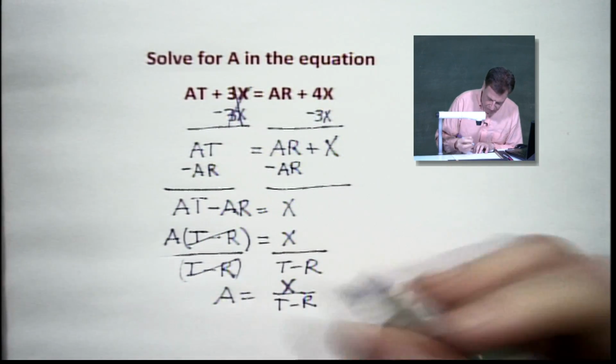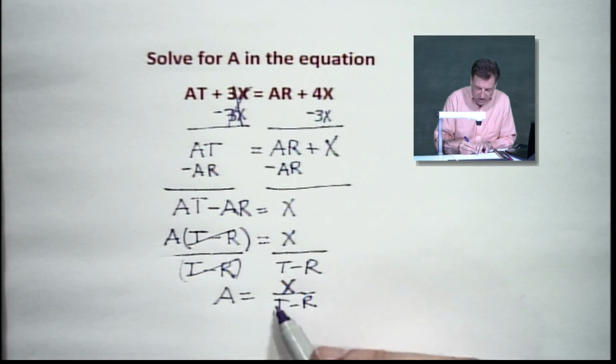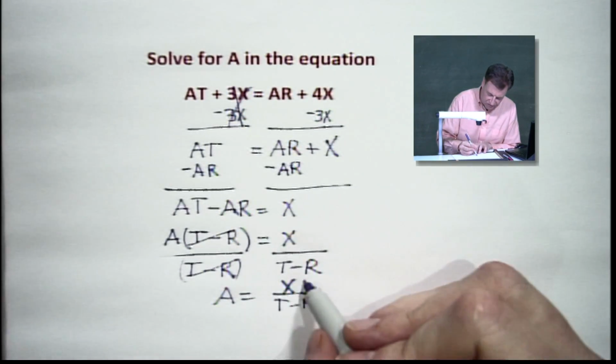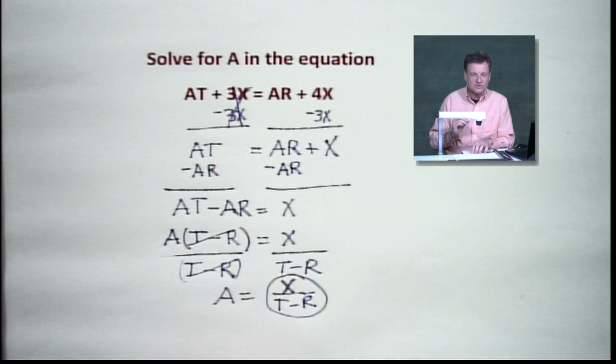So if you're substituting numbers in here, you would need to do that subtraction before you divide it into that number left over there. But there's your final answer on that one, okay? A equals x divided by the quantity t minus r.